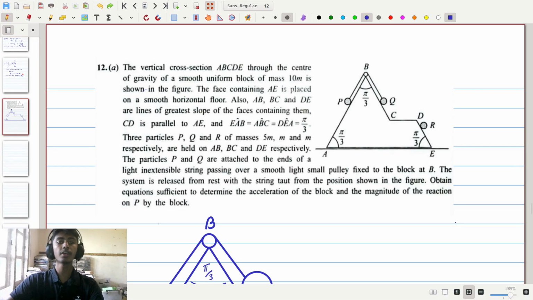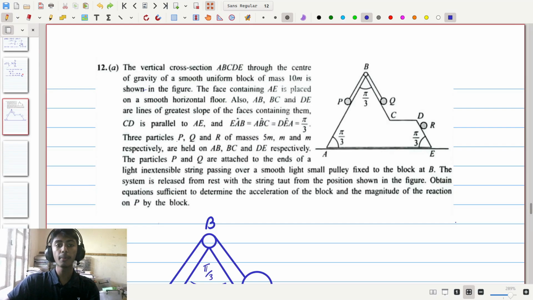Part A says, the vertical cross-section ABCDE through the center of gravity of a smooth, uniform block of mass 10m is shown in the figure. The face containing AE is placed on a smooth horizontal floor. Also, AB, BC and DE are lines of greatest slope of the faces containing them. It then says CD is parallel to AE, meaning CD is also flat, and angle EAB is equal to angle ABC is equal to angle DEA is equal to pi by 3 radians.